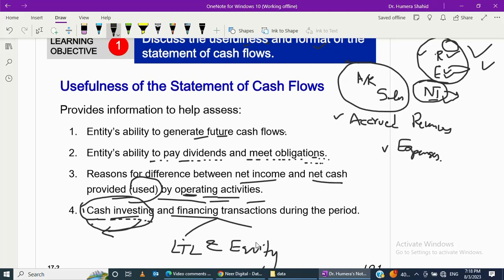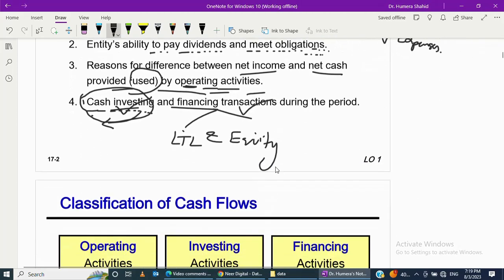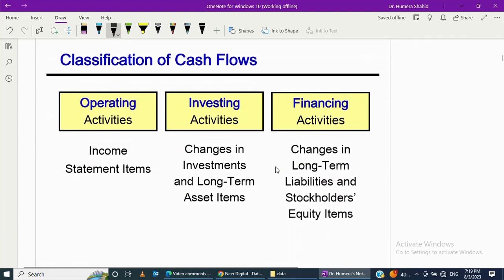Equity also provides you the money. So basically, the cash flow statement summarizes the cash activities from your income statement, the cash activities from the balance sheet long-term assets and cash investments, and from the balance sheet long-term liabilities and equity. So this is how the cash flow statement helps the companies.